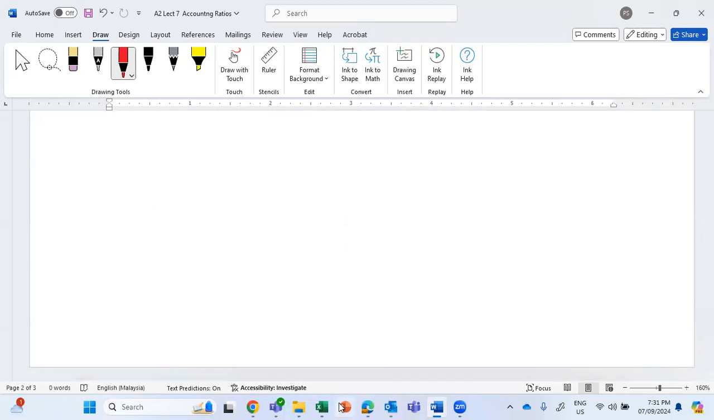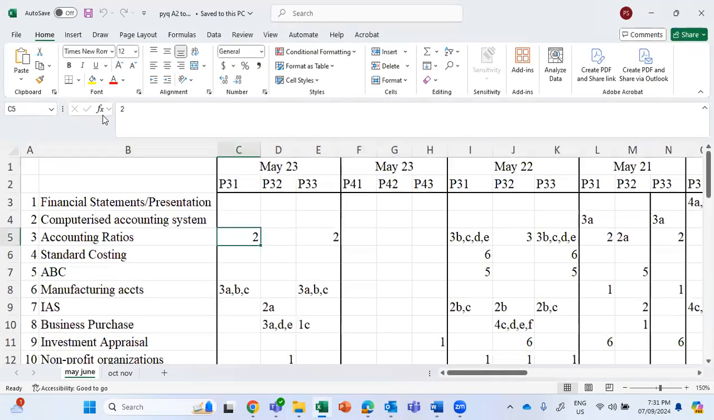Now I'll just show you an example of a past year. I'm looking at this one. May 2023, paper 31, question number 2. Okay, let's get on to that.